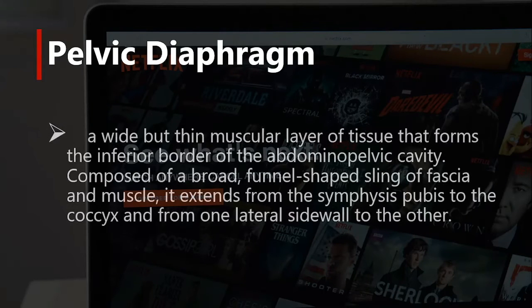So, the pelvic diaphragm. It is a wide but thin muscular layer of tissues that forms the inferior border of the abdominopelvic cavity. It is composed of a broad, funnel-shaped sling of fascia and muscle, and it extends from the symphysis pubis to the coccyx and from one lateral sidewall to the other.